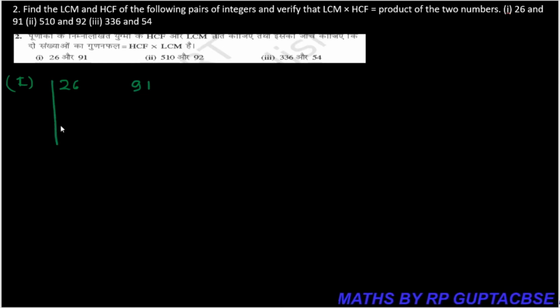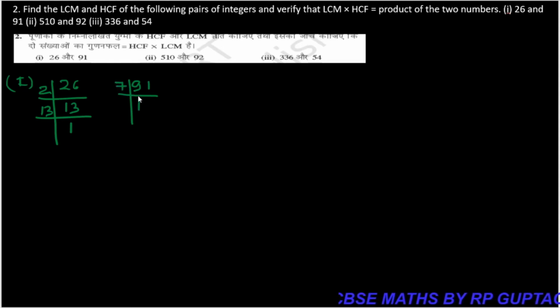So I will find the factors of 26 first of all. I will divide by 2, it becomes 13. Then 13 1 ja 13. Now for 91, first of all 3, no, it is not divisible by 3. I can try 5, no, it is not divisible by 5. So it can be divisible by 7. 7 1 ja 7, 7 13 ja 91, and 13 1 ja 13.